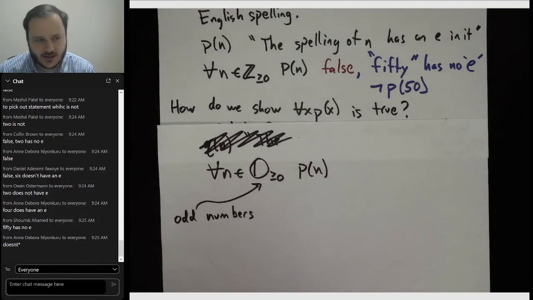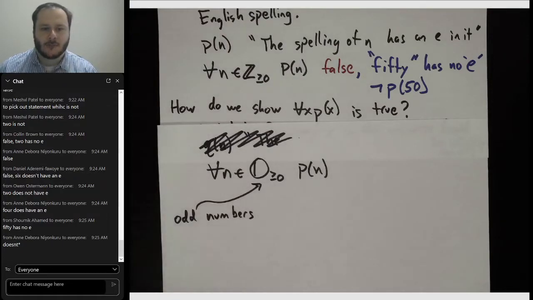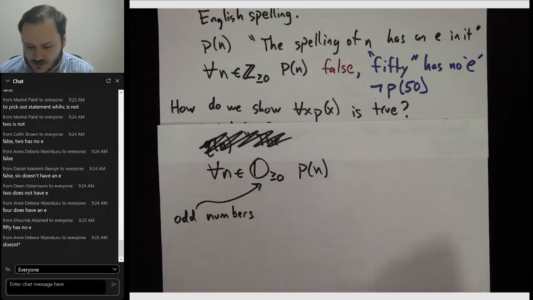1 has an e in it. 3 has an e in it. 5, 7, 9, 11, 13, 15, 17, 19. And then we get up to 21, 23. Well, okay, all the 20-somethings have e's in them because the 1, 3, 5, 7, 9 had e's in them. And same for 30 and 40 and 50. And then we get up to 100, and well, it starts with 100, that has an e. I can't find any examples that make it false. But that doesn't mean I've shown it's true.